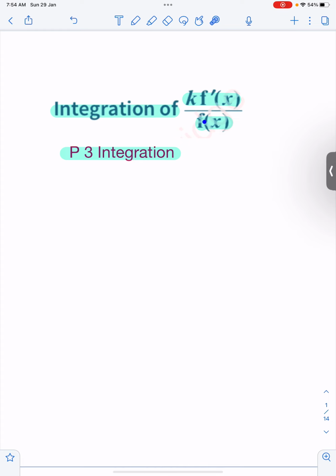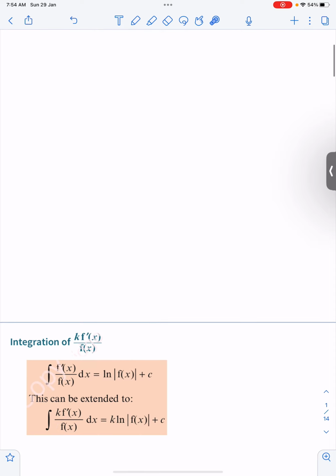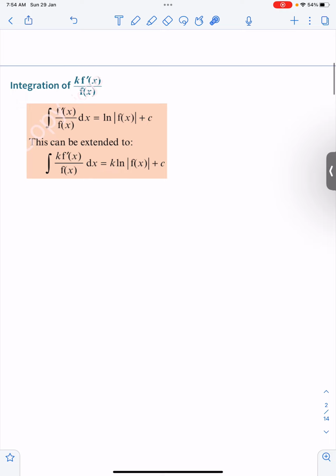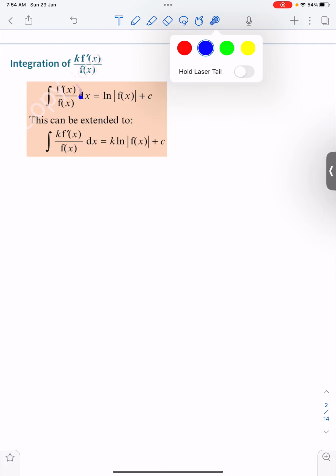Today we are doing integration of f dash x upon f x. This is also called integration by recognition. Whenever you see that it's a fraction and the derivative of the denominator is found in the numerator, that means you can recognize that the derivative of the denominator is actually the numerator. In that case, you would integrate it like this.